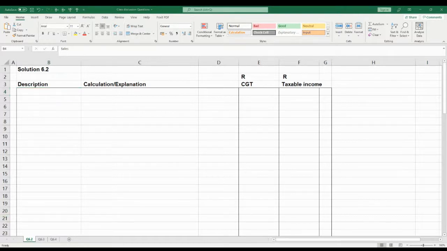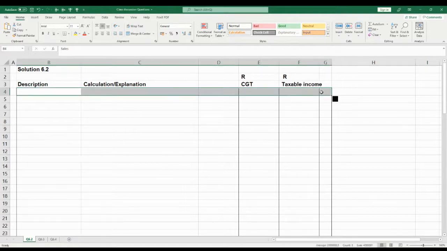Okay, so based on the information they've given us, let's now complete this file. The first thing they told us was that we had sales to the value of 4 million. So you include the 4 million as your income, which would generally be under gross income. Okay, so we include the sales.